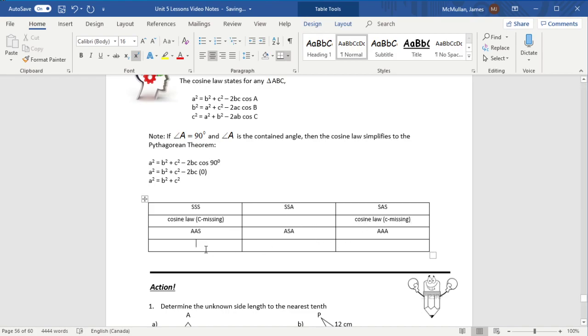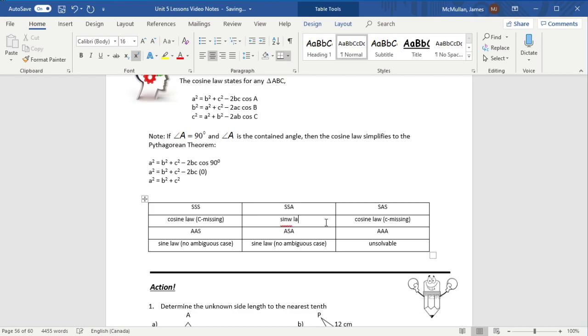Angle angle side is sine law. No ambiguous case. This is sine law. No ambiguous case. And this is unsolvable. Okay, you can't solve a triangle that's angle, angle, angle because you don't know how big it is. It could have many different solutions that have a triangle with the same set of angles.